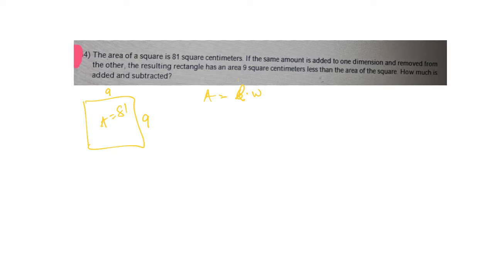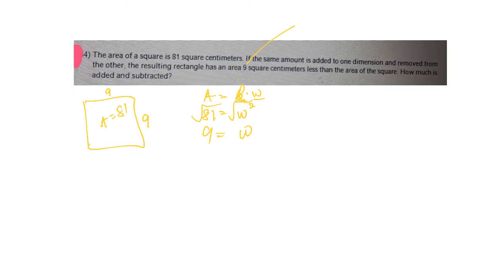Length times width. If the area is 81, if it's a square, both of these have to be the same, so you could call it w squared, say. Square root both sides, so each side has to be 9. Then they say if the same amount is added to one dimension and removed from the other, the resultant rectangle has an area 9 square centimeters less than the area of the square.